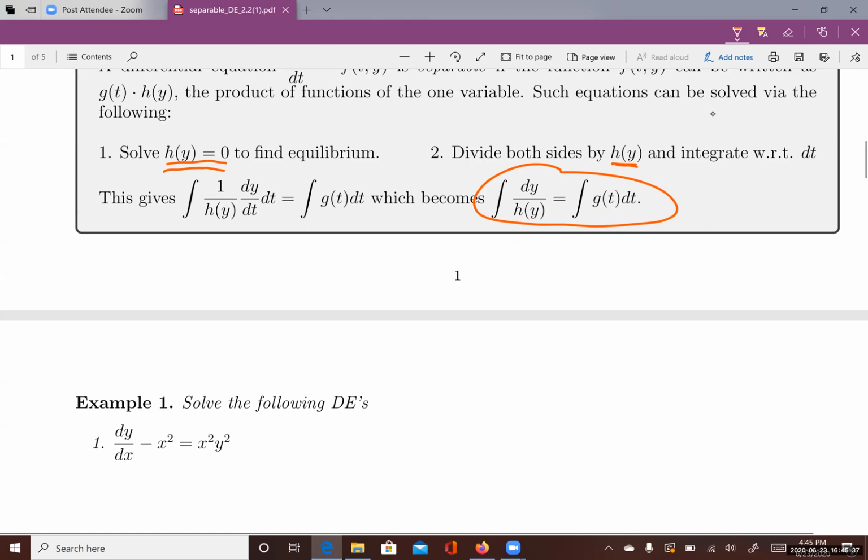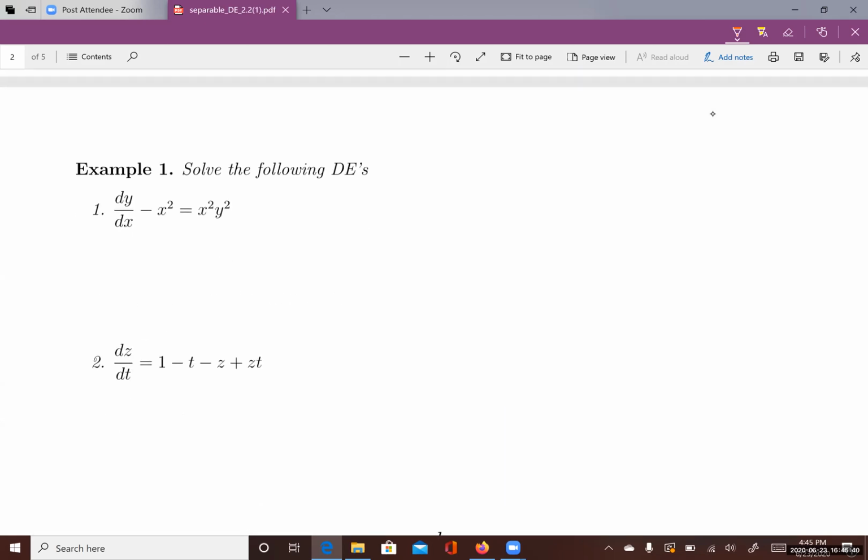Okay, let's do some practice. Look at the first example here. You can see this is a differential equation of y in terms of x, and at first y and x are not separated. Then we can do some algebra manipulations in order to convert this differential equation into the separable form. So I move x squared to the other side, and then you can see that I can factor the x squared out.